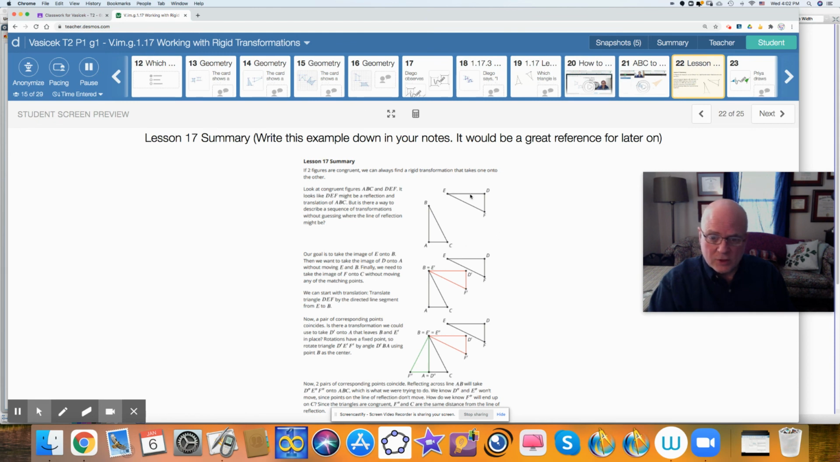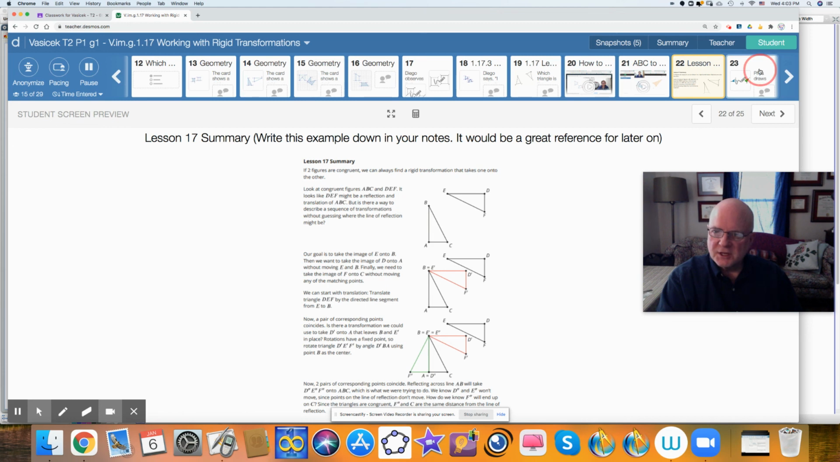Here's the summary. Notice we take this triangle EDF and translate it by segment E to B to get to this E prime, D prime, F prime. And then we rotate it around this point B by 90 degrees to get to this green triangle. And then we reflect it. It's amazing that all triangles that are congruent can be mapped one onto the other with finite rigid transformations. You can do it with a translation, a rotation, and a reflection. Sometimes it takes just the translation. Sometimes it's a translation and just the rotation. But if you have all three of these, you can always get from one to the other.